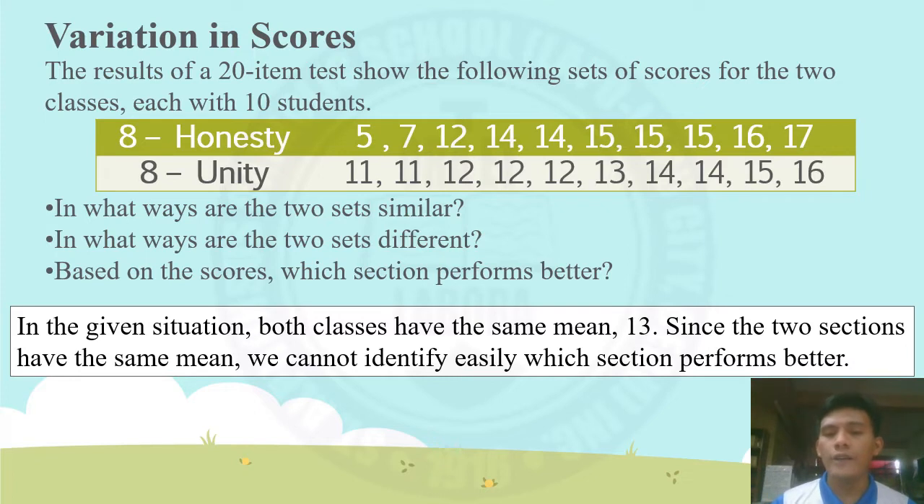So if we add up 5, 7, 12, 14, 14, 15, 15, 15, 16, 17, then divide by 10, the result is 13. And they are similar, the same mean. Same if you add 11, 11, 12, 12, 12, 13, 14, 14, 15, 16, divided by 10, the result is also 13. That's why they have the same mean.